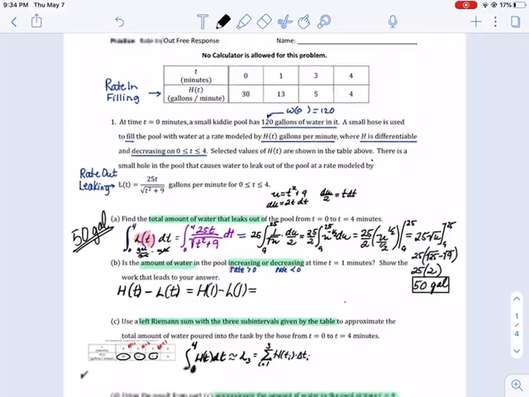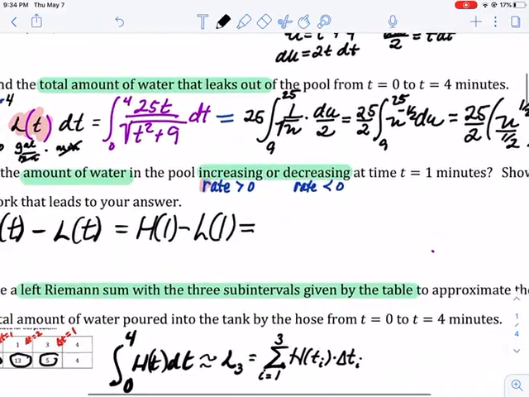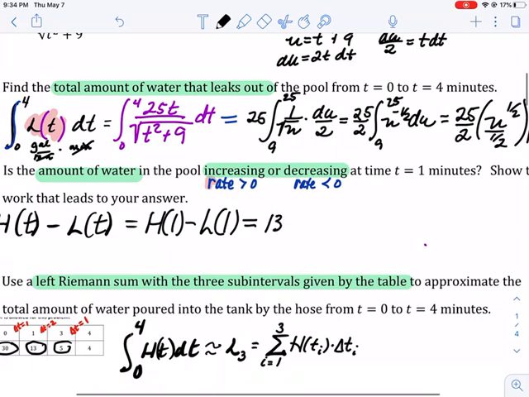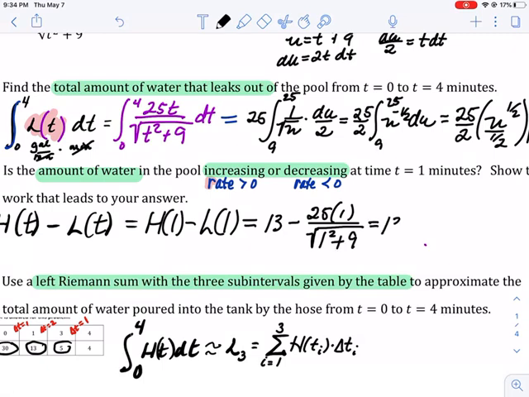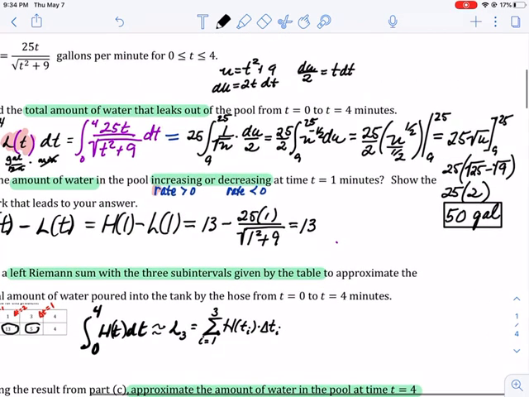And then we have to look at the table for h, and it looks like h of 1 is 13. So h of 1 is 13. So we have 13 minus, and we have our rate is 25 times t, which is 1, over the square root of t squared, which is now 1 squared plus 9. Now we have our difference. It's 13 minus 25 over the square root of 10.